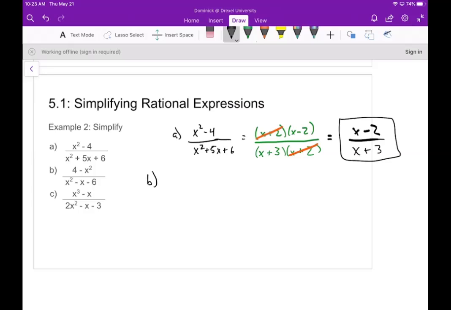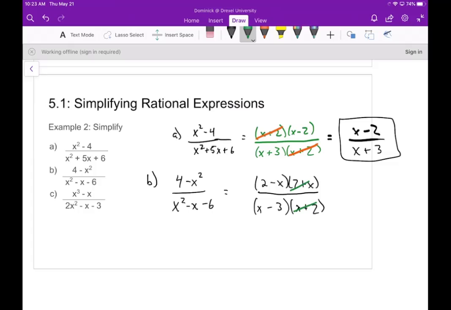In part B, we have 4 minus x squared over x squared minus x minus 6. If we factor this, the top again is a difference of two squares, only in the reverse order. It's now 2 minus x, 2 plus x. In the bottom, I need two numbers that multiply to negative 6 and add to negative 1, so I need negative 3 and plus 2. Since x plus 2 and 2 plus x are the same thing, they're going to cancel, and I'll be left with 2 minus x over x minus 3.